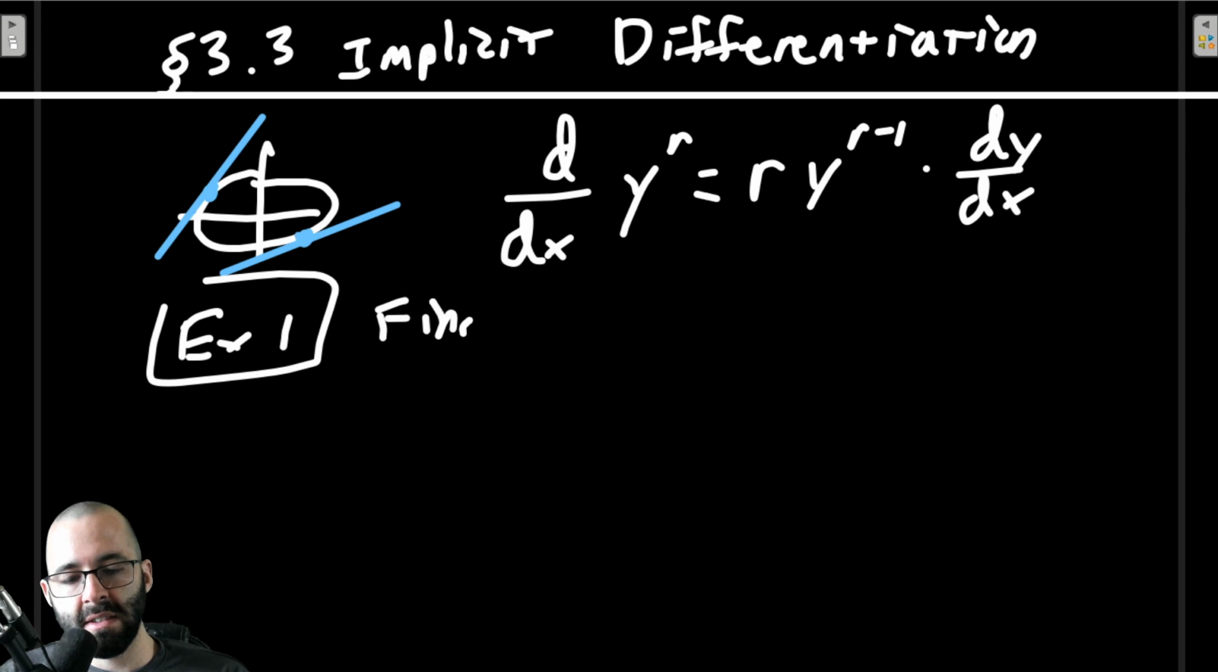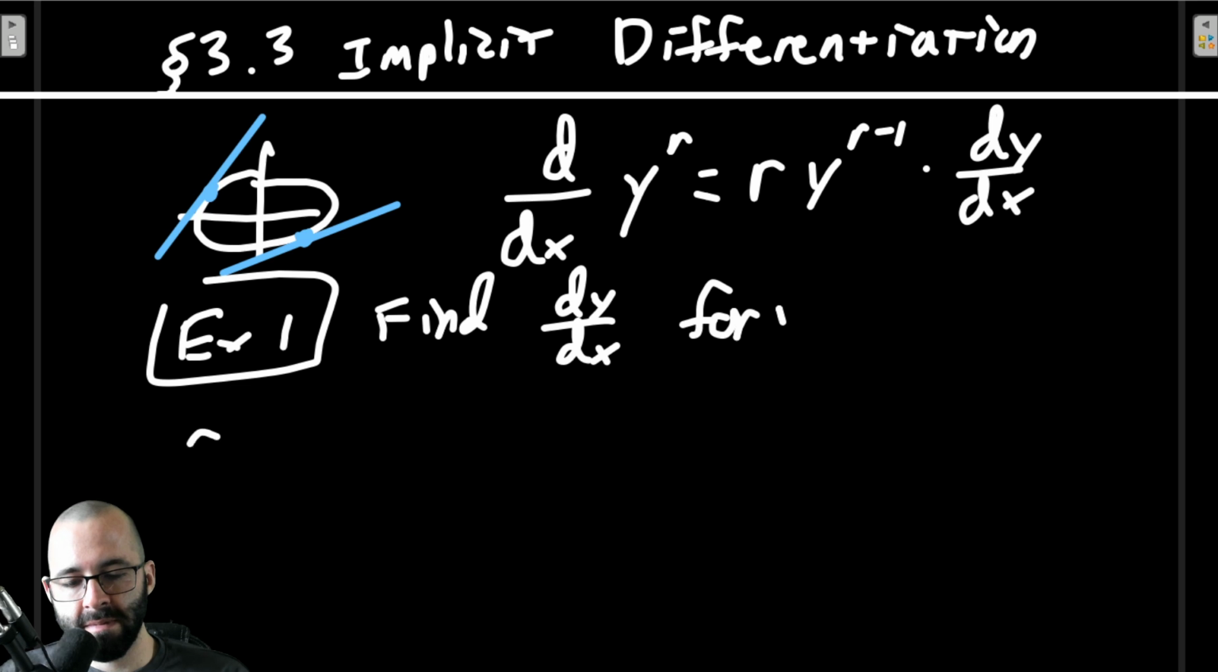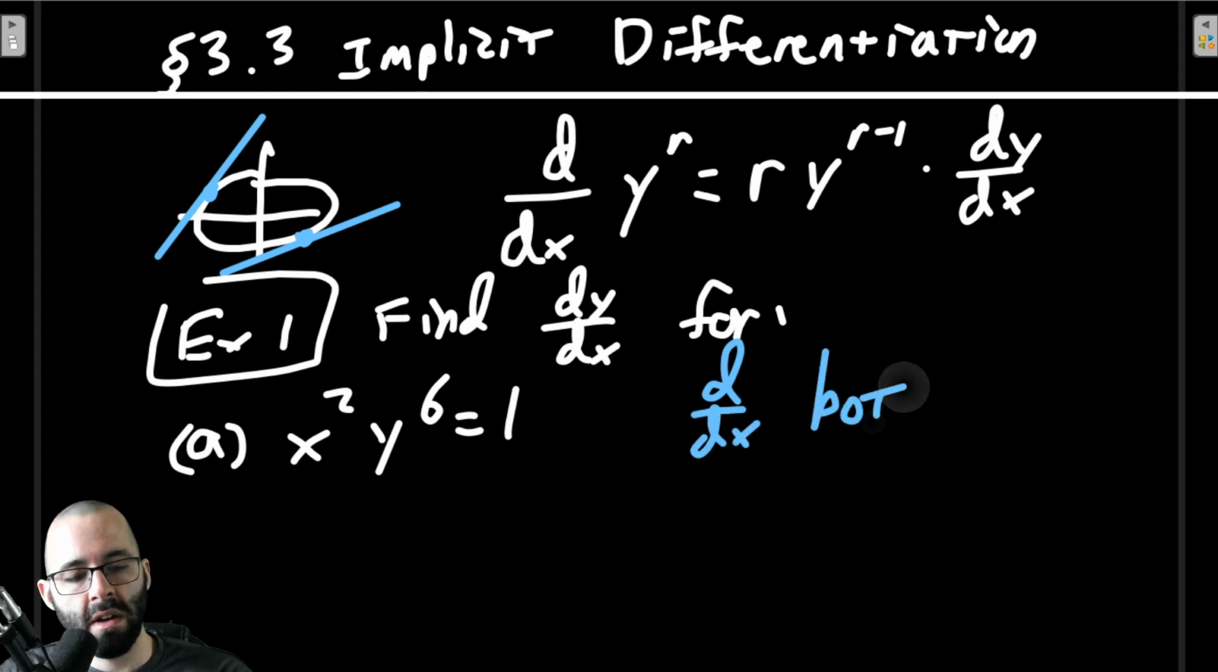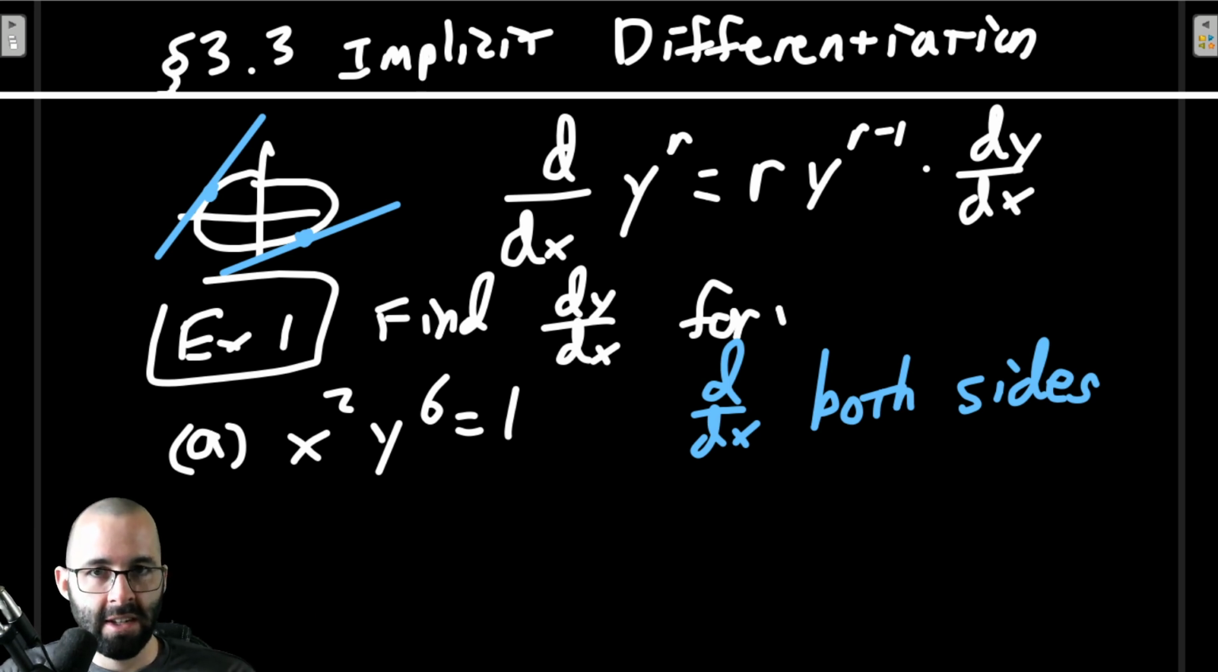Find dy dx for the following. Part A, x squared y to the 6th equals 1. This is not a function, but we can use implicit differentiation. So what we're going to do is d/dx both sides, which really is what happens when we take the derivative of a function normally. The right-hand side we take the derivative of, and the derivative of the left-hand side is y prime. But this isn't a function, we'll do it the same way.